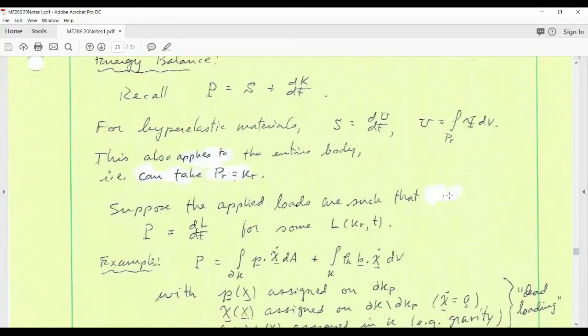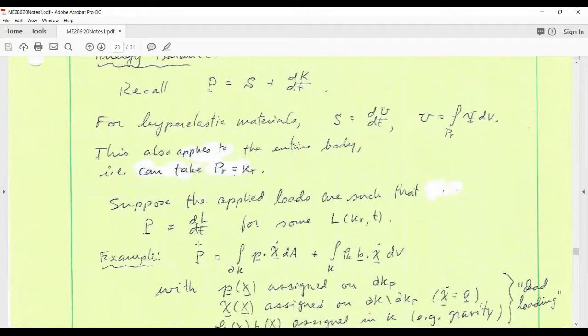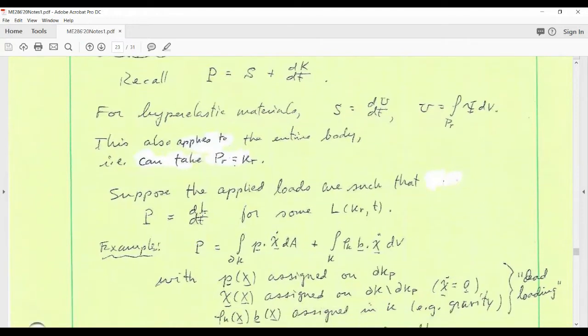So this suggests something interesting. On the right-hand side, we have the time derivative of something, namely K plus U. So this suggests that we look for conditions under which perhaps the left-hand side is also the time derivative of something. Let's examine conditions under which there exists a capital L such that the power of the forces acting is its time derivative for a fixed set of material points, in other words, for the entire body in this case.